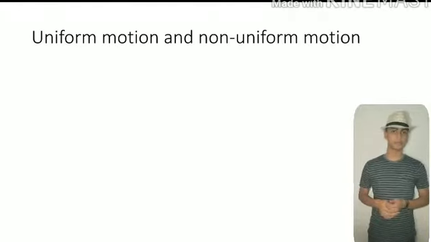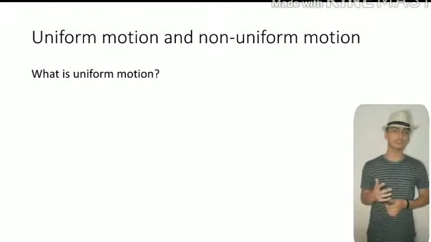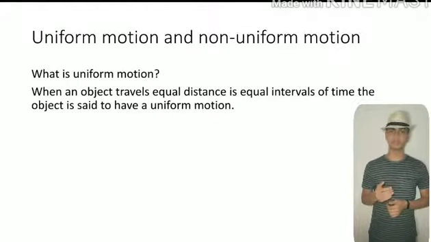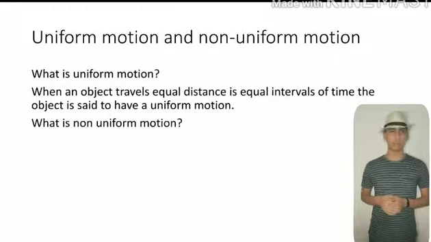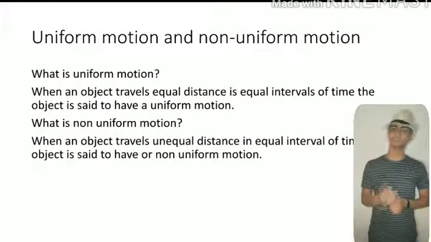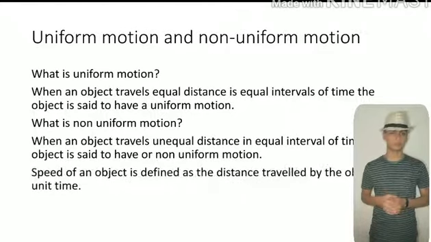Moving to another topic, that is uniform motion and non-uniform motion. So what is a uniform motion? When an object travels equal distances in equal intervals of time, the object is said to have a uniform motion. Whereas talking about non-uniform motion, when an object travels unequal distances in equal intervals of time, the object is said to have a non-uniform motion.